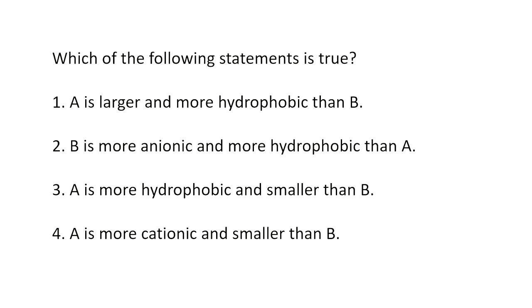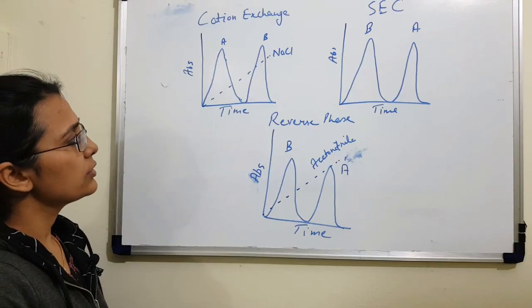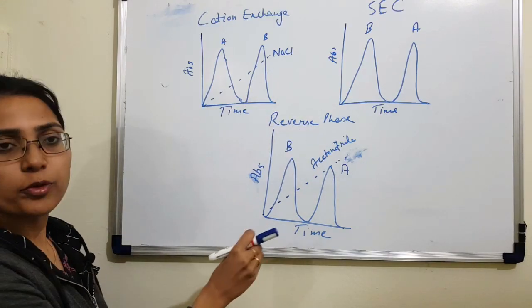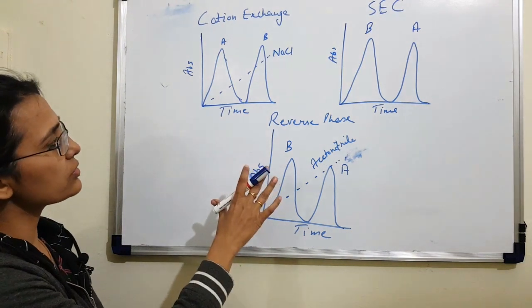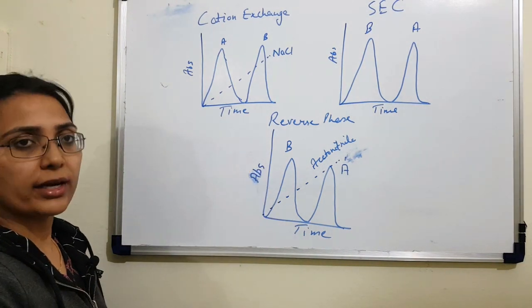First, A is larger and more hydrophobic than B. 2. B is more anionic and more hydrophobic than A. 3. A is more hydrophobic and smaller than B. 4. A is more cationic and smaller than B. So first let's see what we can conclude from these three graphs, how we can interpret these three graphs, and then we'll look at our options.